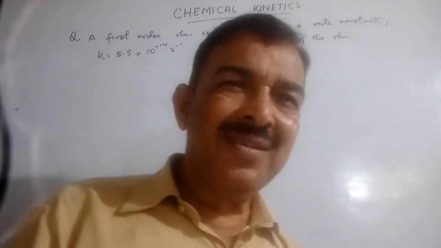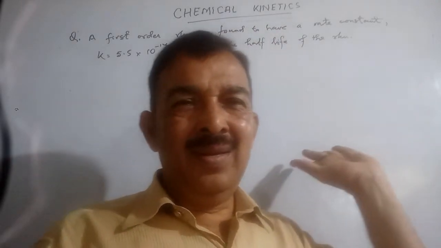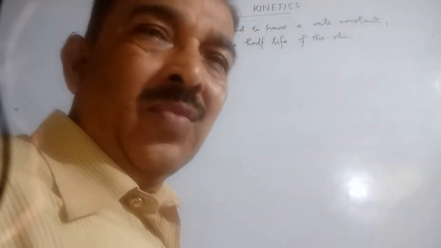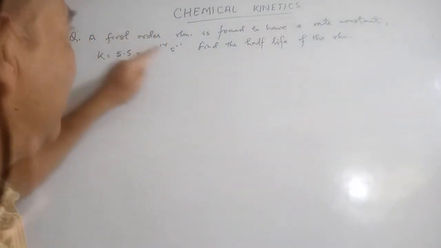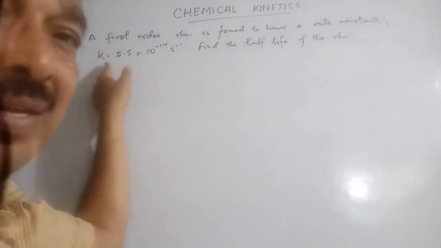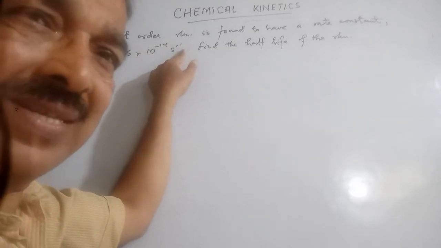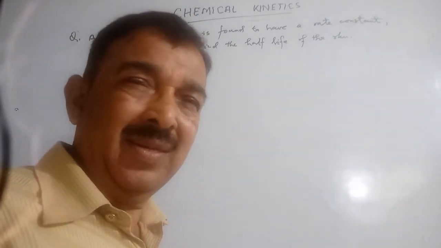Good morning, children. Today we will be doing the numericals on first order reaction. One numerical is there. A first order reaction is found to have a rate constant K equal to 5.5 into 10 to the power minus 14 per second. Find the half-life of the reaction.